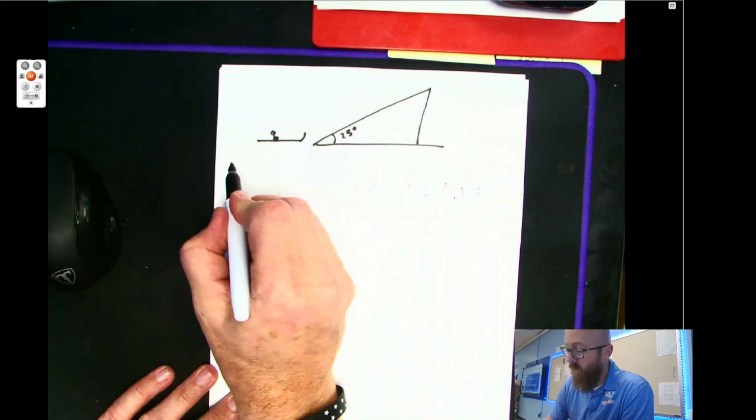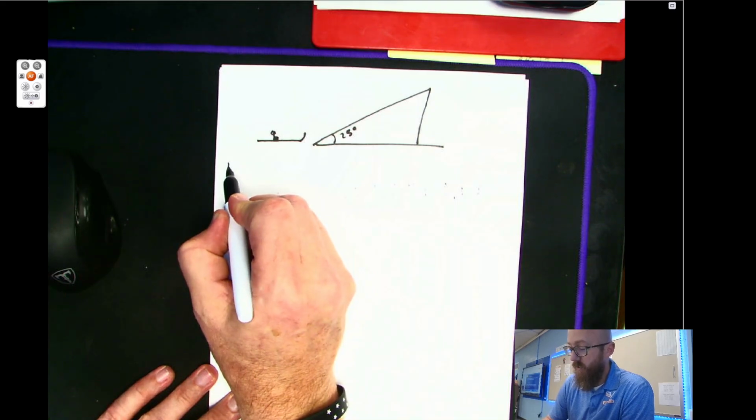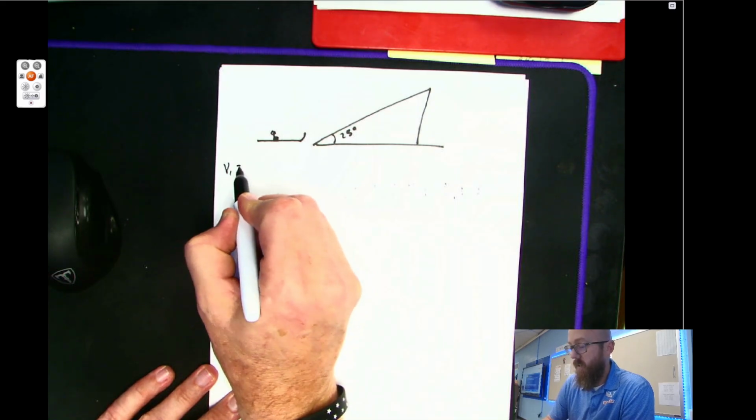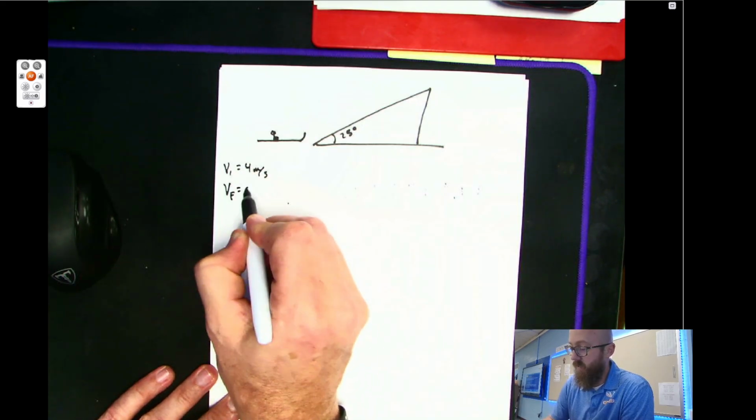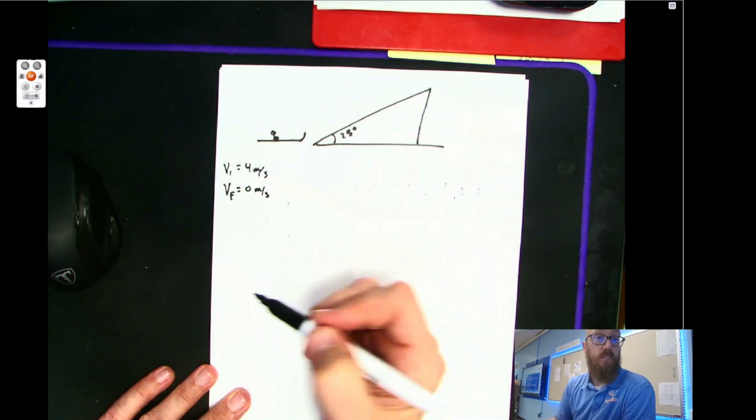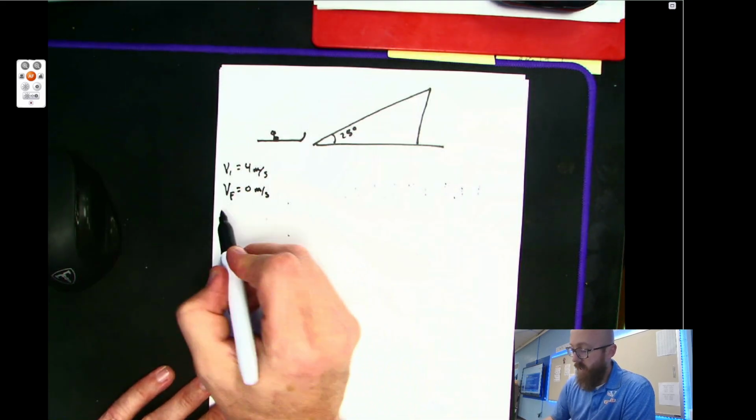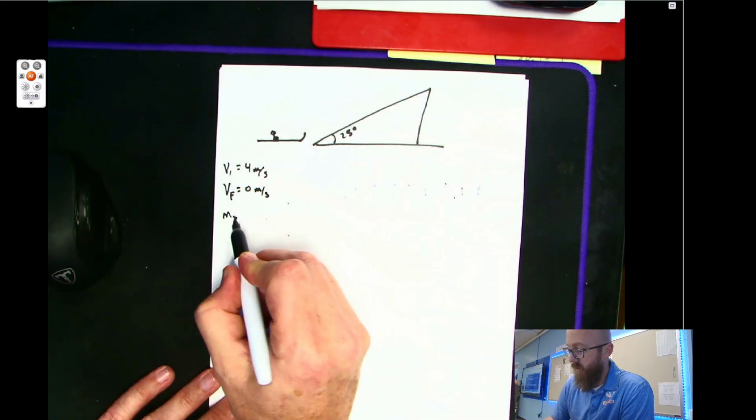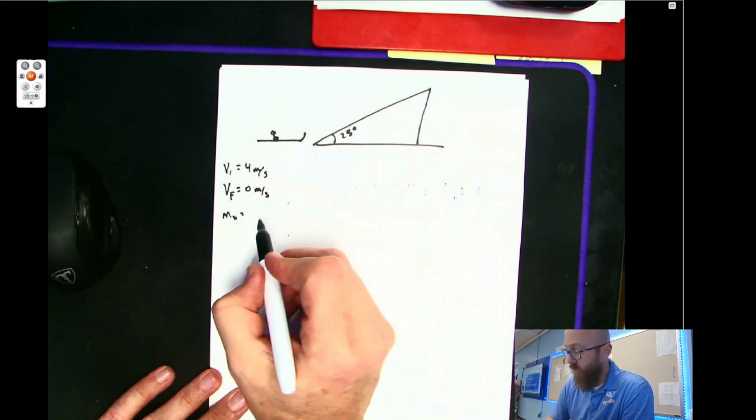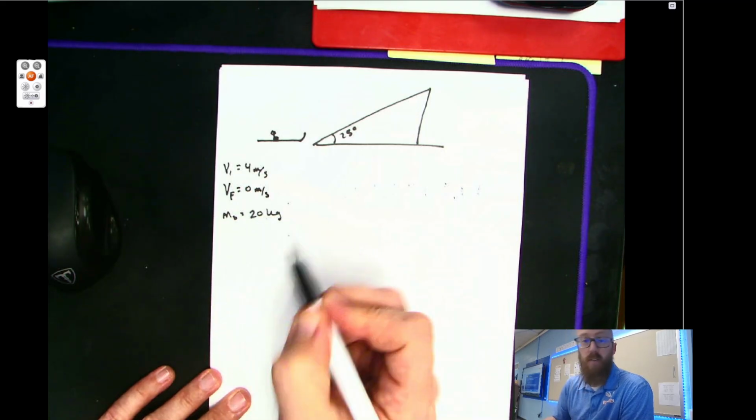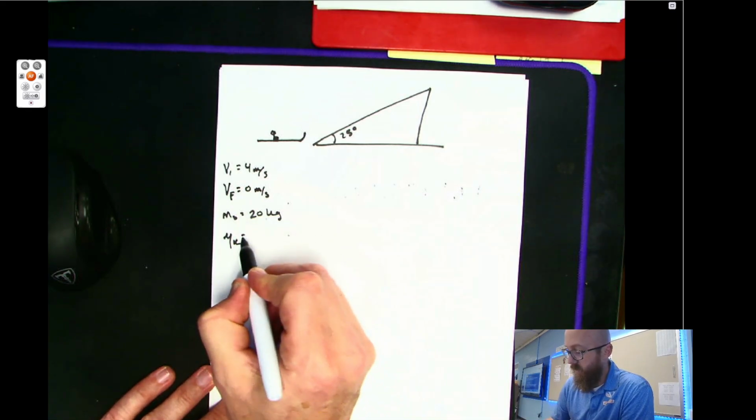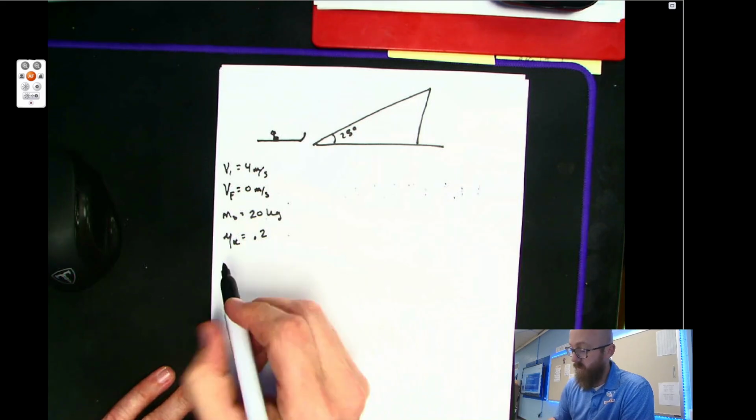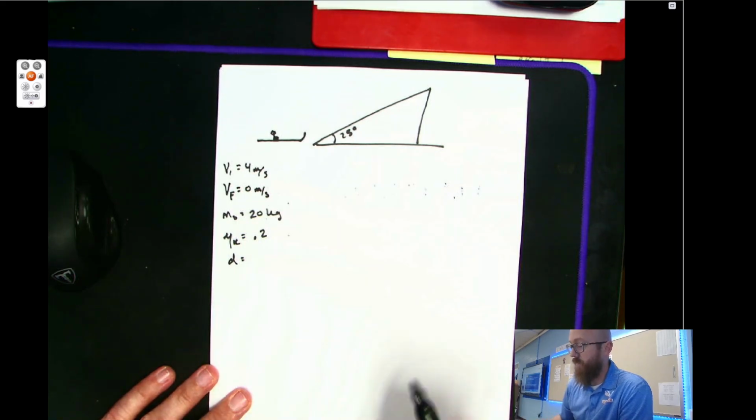So we've got an initial velocity of 4 meters per second. We're going to say a final velocity of 0 meters per second because it's coming to a stop. We know the mass of the sled and the monkey is 20 kilograms. Okay? The coefficient of kinetic friction is 0.2, and they want to know the distance it goes.